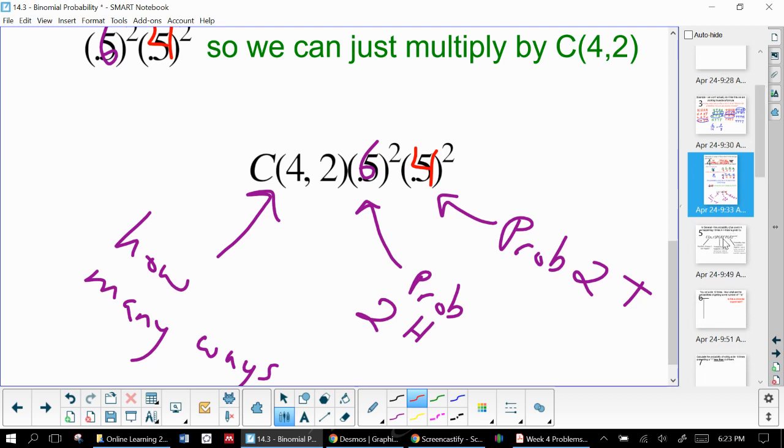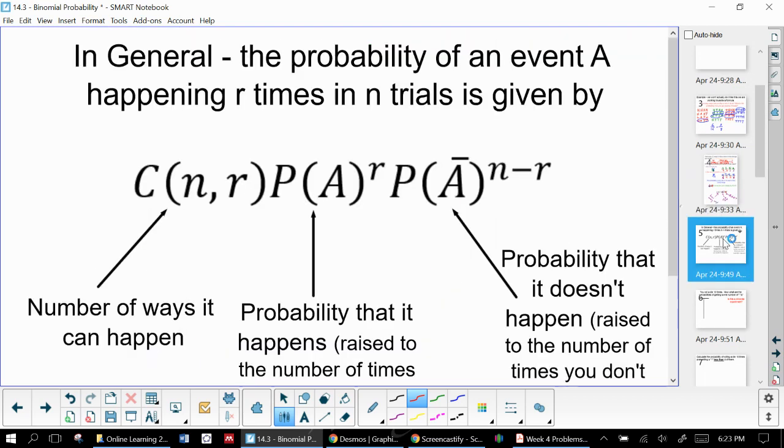technical term. So the formula that we have for binomial events, and this is the probability of an event A happening R times in N trials. So in our example, the event A was getting a heads. We had the heads 2 times, R would be 2, in N trials, N would be 4. And so what we've got here is N choose R, so it was 4 choose 2 in our case, times the probability of that thing happening to the number of times we want it to happen, times the probability of that thing not happening to the number of times we don't want it to happen.